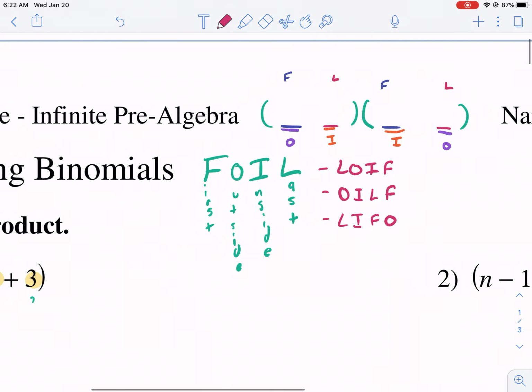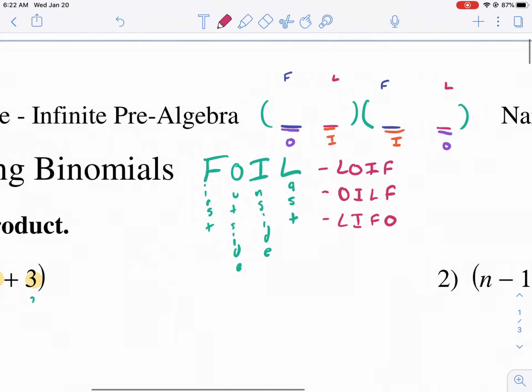Okay? Now, how do I prefer to do this? Well, if you want to take a picture or jot this down or whatever, that's fine. Okay, go ahead and I'll even give you the labels. This is the first. This is the outside. This is the inside, and this is the last. Okay, so this is one method that people like to do. Let me show you, what color should I use? I'll use this red color.